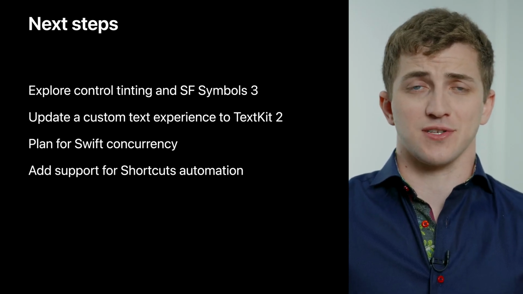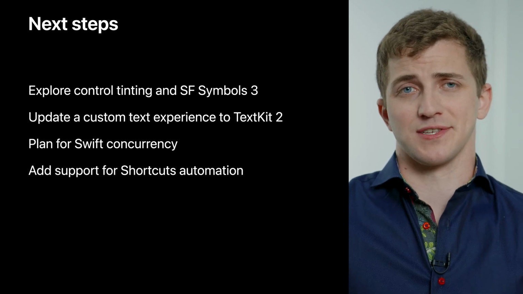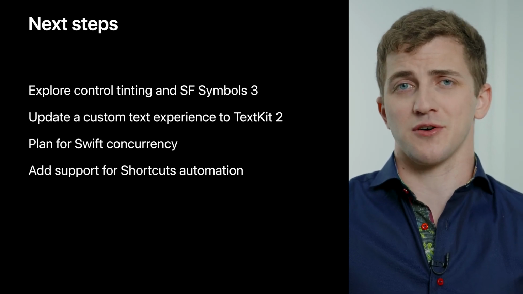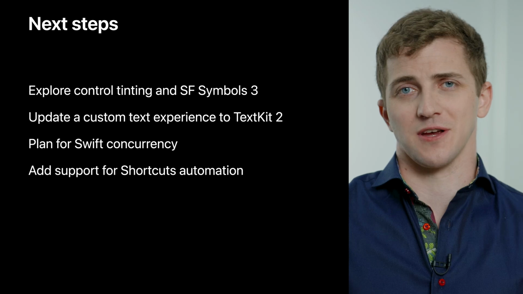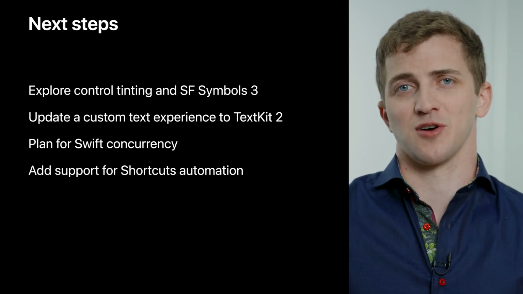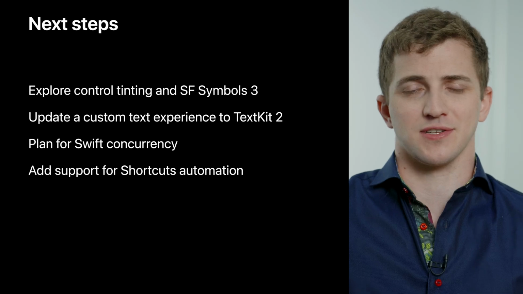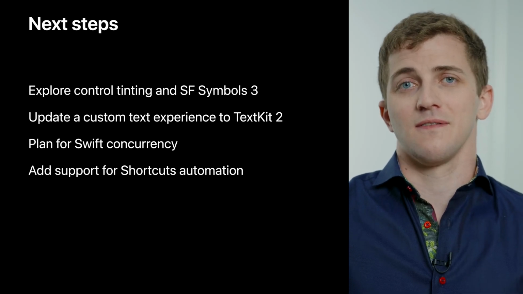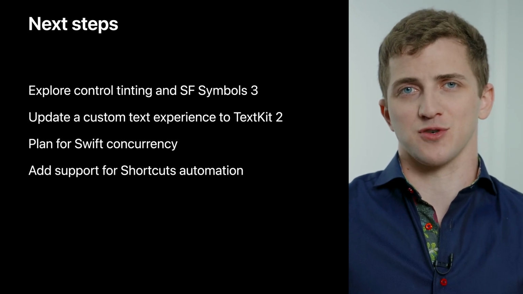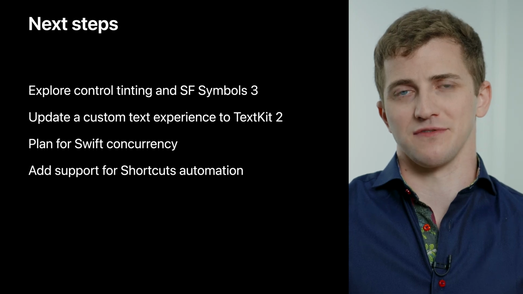The way that your app manages concurrency is a key part of its architecture, and Swift's new concurrency features will be a huge improvement in this area. Now is the time to start planning for how features like async await will shape the way that your app manages its concurrent workloads. Finally, get your app ready for shortcuts by adopting AppKit's automation features.